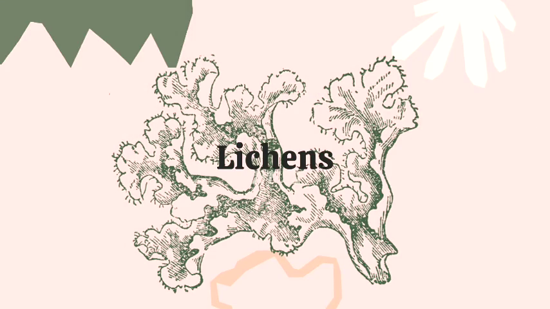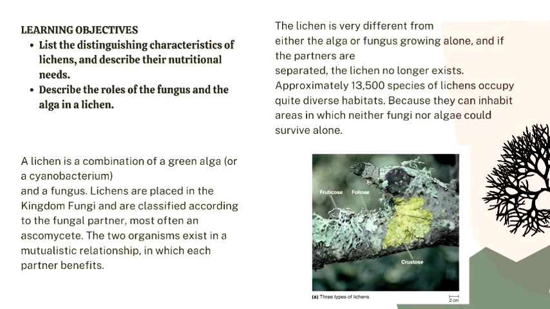The next topic is all about lichens. A lichen is a combination of green alga and fungus. Lichens are placed in kingdom Fungi and are classified according to the fungal partner, most often an ascomycete. The two organisms exist in a mutualistic relationship in which each partner benefits. Lichen is very different from either alga or fungus growing alone, and if the partners are separated, the lichen no longer exists. Approximately 13,500 species of lichen occupy quite diverse habitats because they can inhabit areas in which neither fungi nor algae could survive alone.